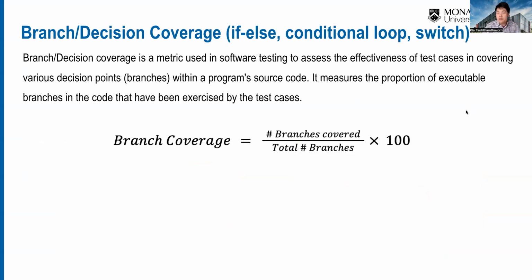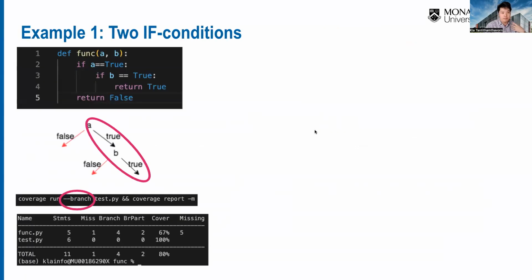That's why people propose this kind of approach, branch or decision code coverage. And when we talk about branches, it means the if-else statement, conditional loop, or switch as well. Conditional loop means while true, that kind of thing, because in the while statement there's a Boolean expression as well. So branch coverage measures the branches that are covered out of the total number of branches, and we compute it as a percentage, right? Let's take a look at this example together.